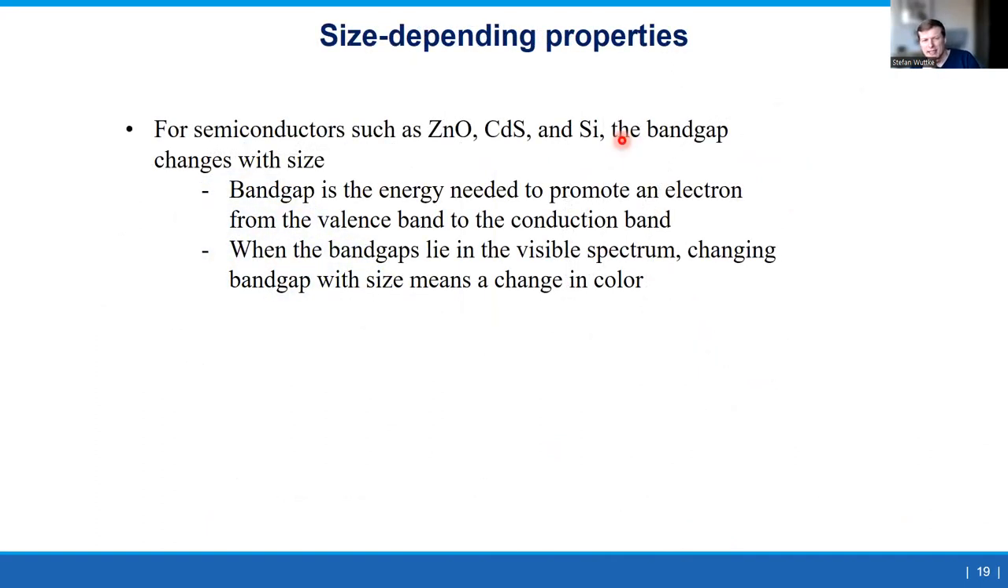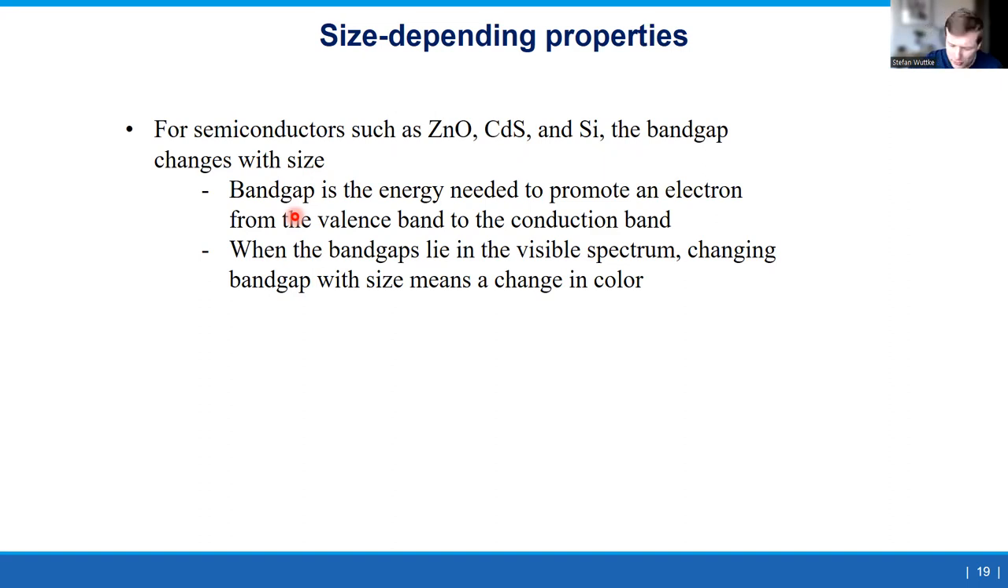So the fascinating thing is that you have size-dependent properties. Depending on the size and also the morphology, also how it looks, we will see this in a moment, the properties are changing. So for semiconductors, you have the band gap change. You're changing the band gap due to the size and also the morphology in the visible spectrum like this.